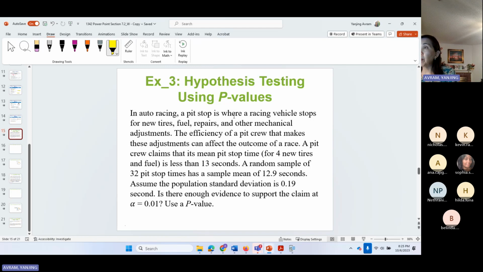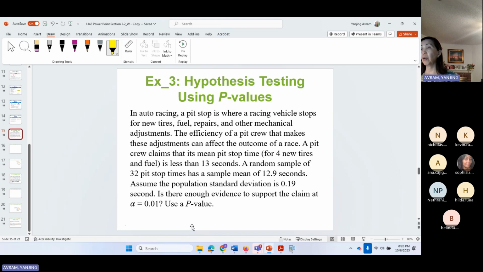In auto racing, a pit stop is where a racing vehicle stops for new tires, fuel, repairs, and other mechanical adjustments. The efficiency of the pit crew that makes these adjustments can affect the outcome of a race. A pit crew claims that its mean pit stop time for 4 new tires and fuel is less than 30 seconds. Someone is telling you this one is less than 30 seconds. Do you believe them? Now a random sample of 32 pit stop times has a sample mean of 12.9 seconds. Assume the population standard deviation is 0.19 seconds. Is there enough evidence to support the claim at alpha equal to 0.01 level?